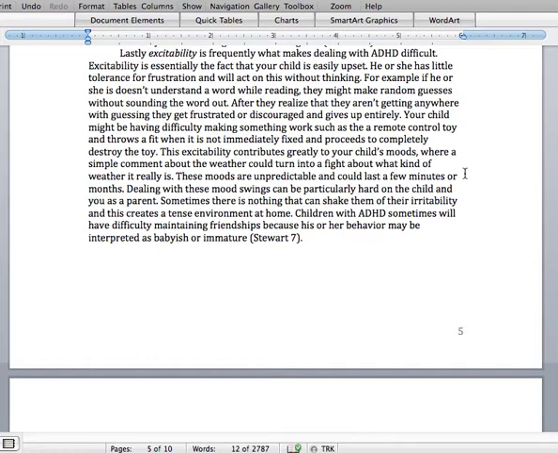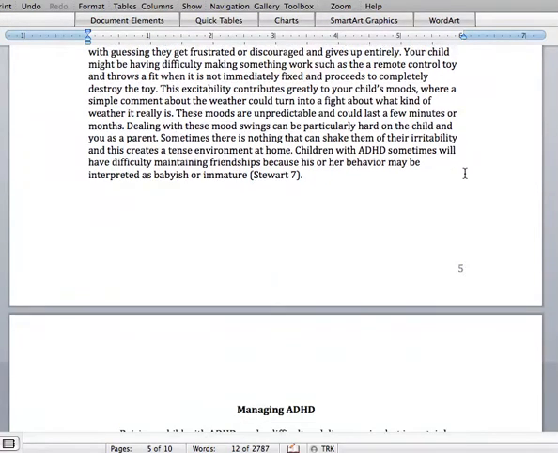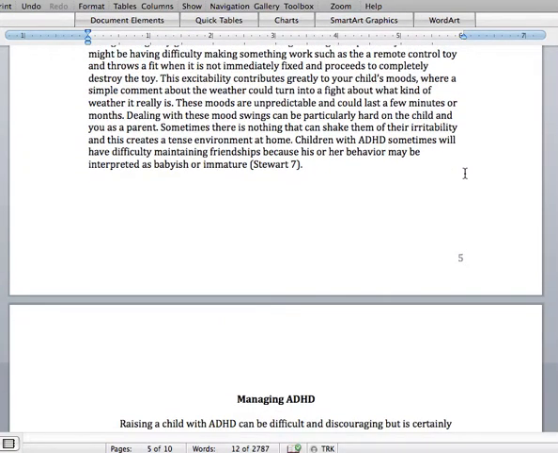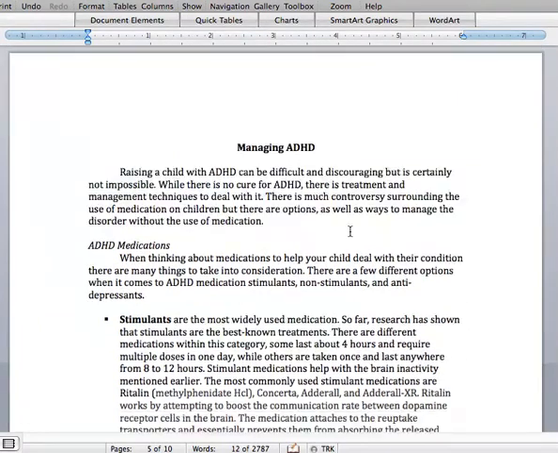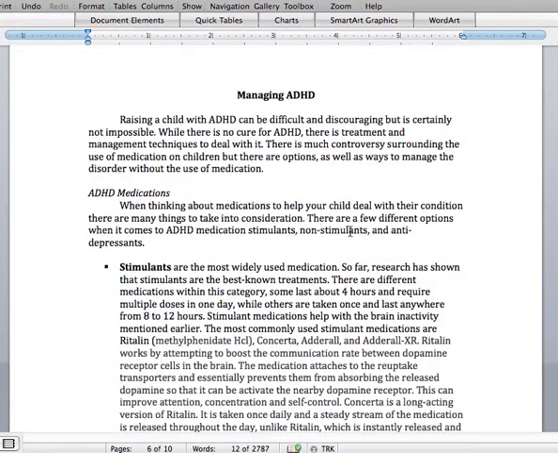Dealing with these mood swings that are unpredictable and you have no idea how long they're going to last can be particularly hard on the child and you, because your child is upset about something and you can't get them to shake off their irritability and you can't do anything, and sometimes will create resentment and hostility and just a tense environment at home. Also, children with ADHD and adults with ADHD sometimes will have difficulty maintaining friendships because his or her behavior might be interpreted as immature.